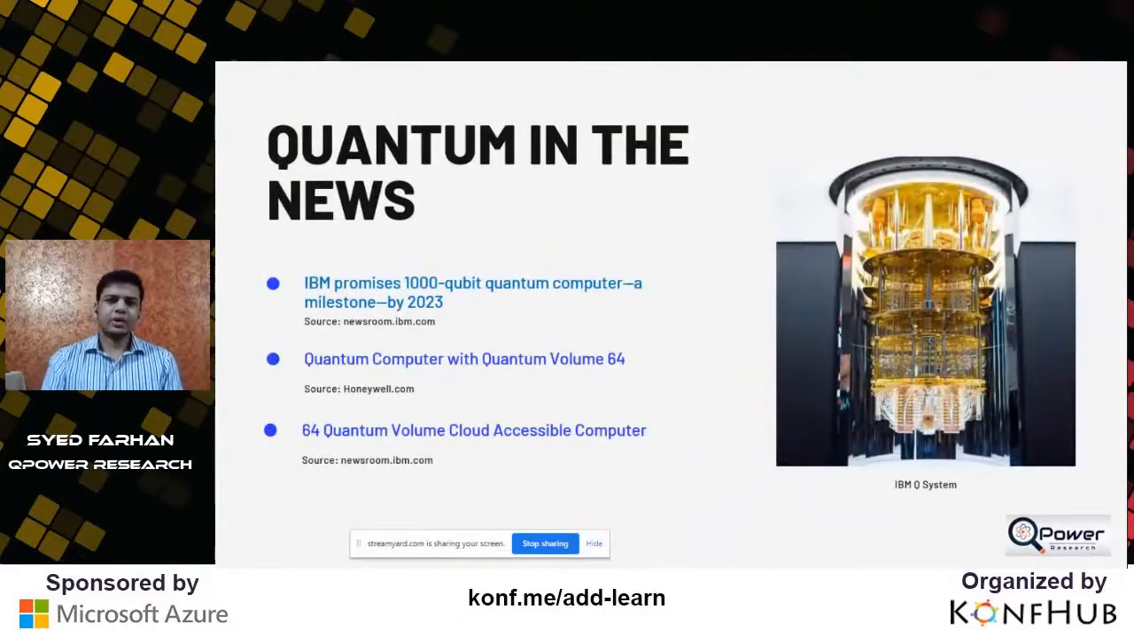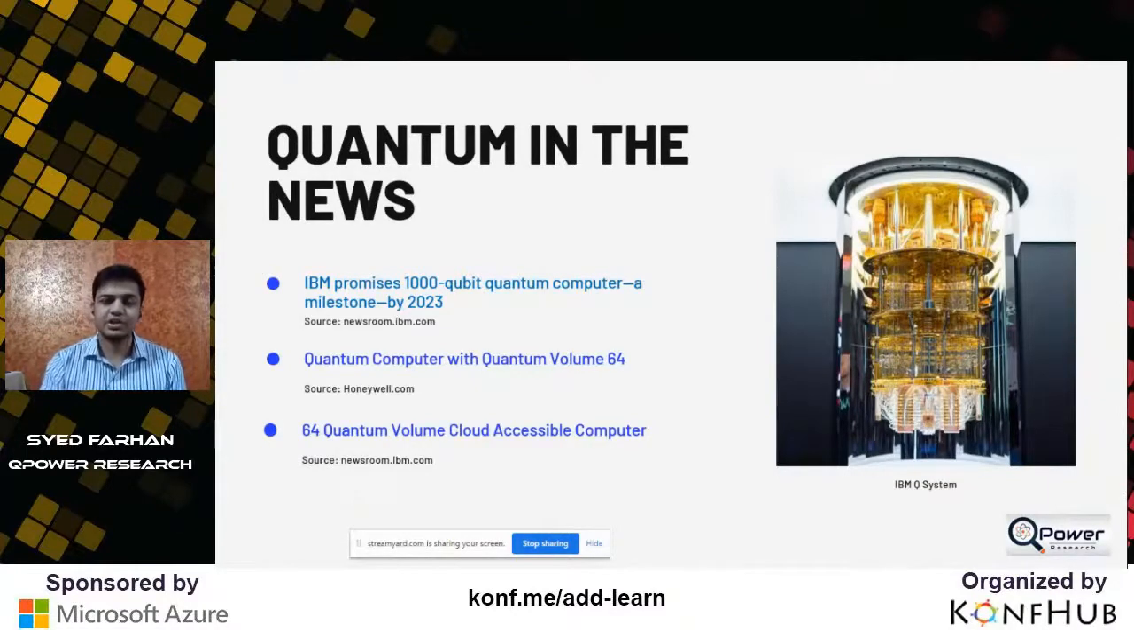So, quantum computing has made the headlines in the past few weeks, in the past few months, many times. The recent one being that IBM promises a 1,000 qubit quantum computer by 2023. This is actually a huge promise from IBM. And then we had Honeywell a few weeks back. Honeywell had also announced that they're launching a 64 quantum volume quantum computer.